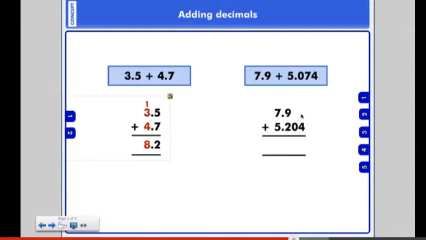Now, you'll notice here I've got some blanks, okay, because I have my tenths lined up, but this number doesn't have any hundredths or thousandths. It's a really good idea to use zeros as placeholders if this happens, especially when we get into subtracting. So let's get in the habit of using zeros to fill in those placeholders.